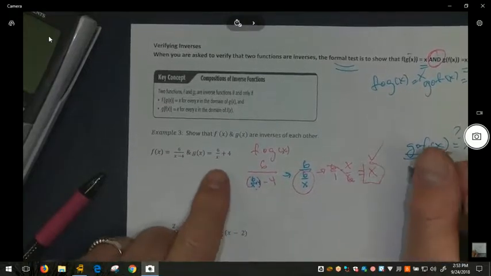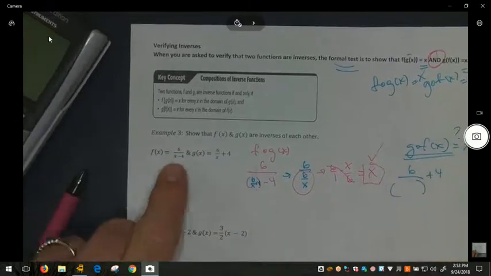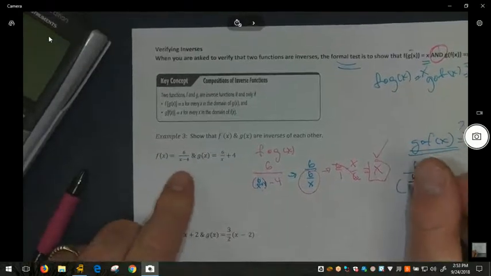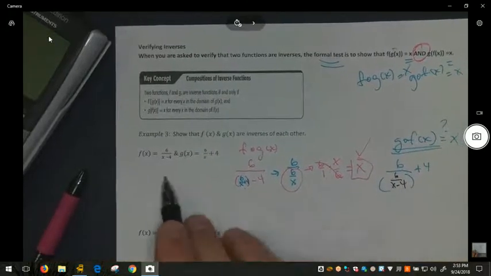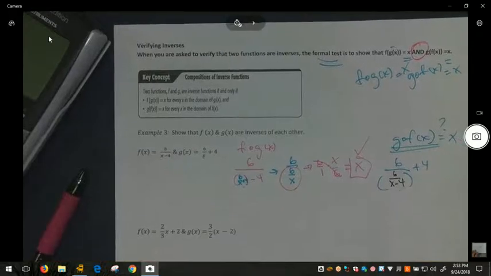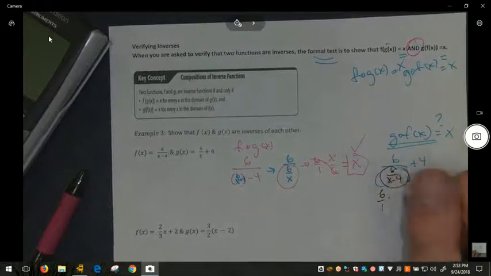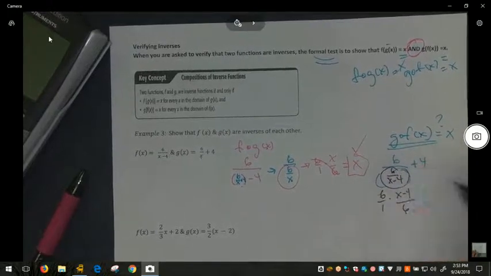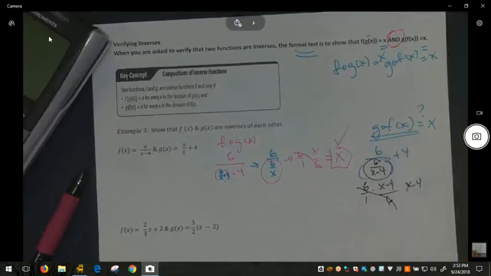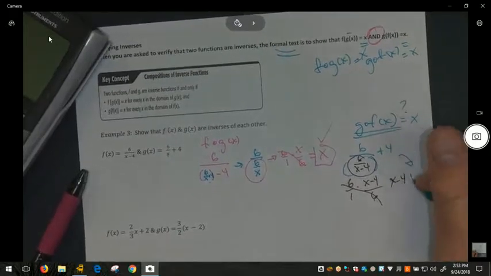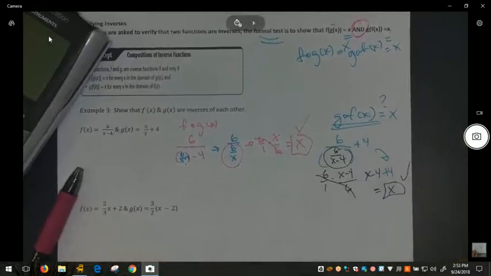So g of x is 6 over x plus 4. And in this case, we're plugging in 6 over x minus 4 for f of x, or for x. We're taking this and plugging it in for x. The rules of fractions say that I have to do 6 over 1 times the reciprocal of the divisor, x minus 4 over 6. We're left with x minus 4. Don't forget to bring down the plus 4. And sure enough, that does equal x.